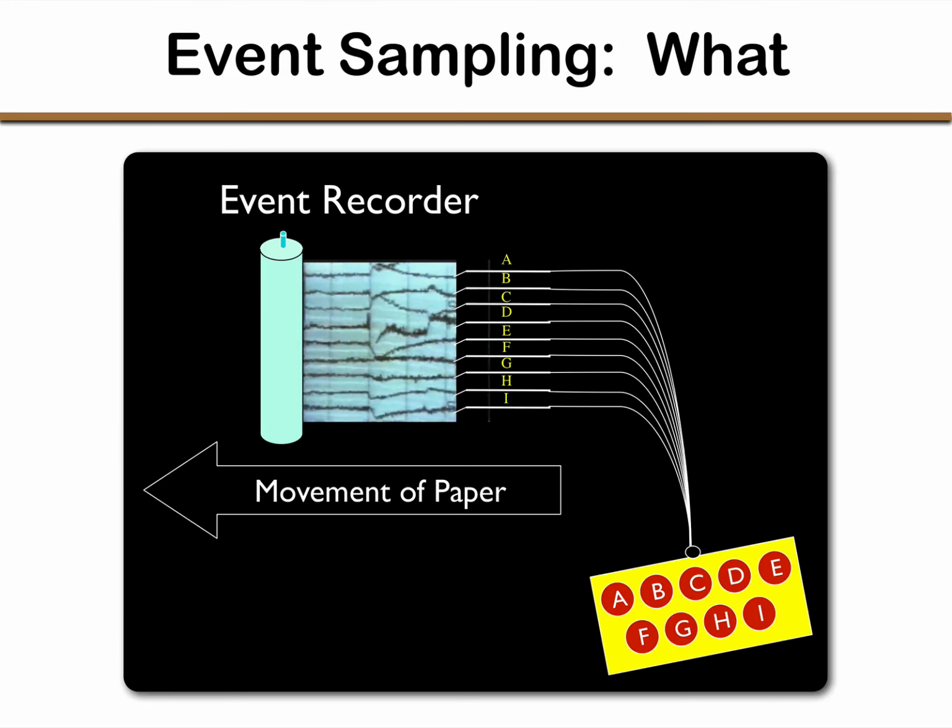Okay. And every time you push the button, the pen would actually deflect upward. And as long as you keep your finger on the button, it would stay in that upward position. Then you remove your finger and the pen goes down to baseline. That's how you would collect these data.